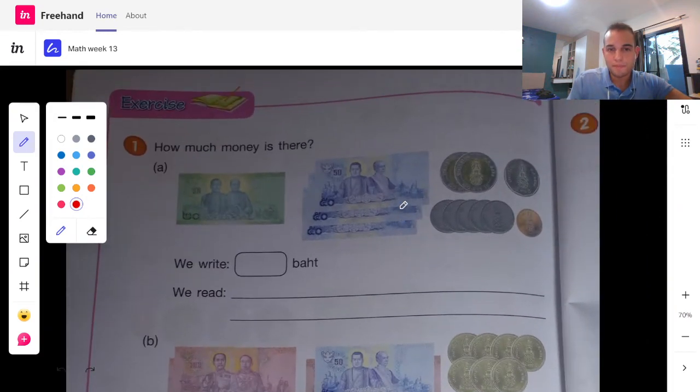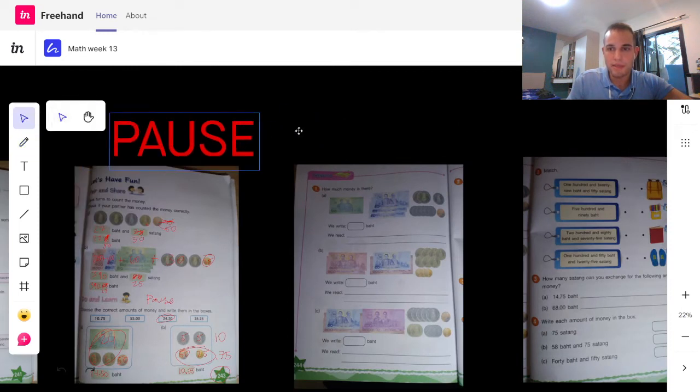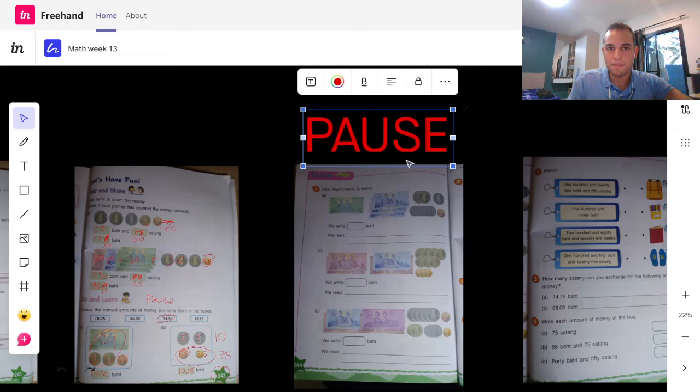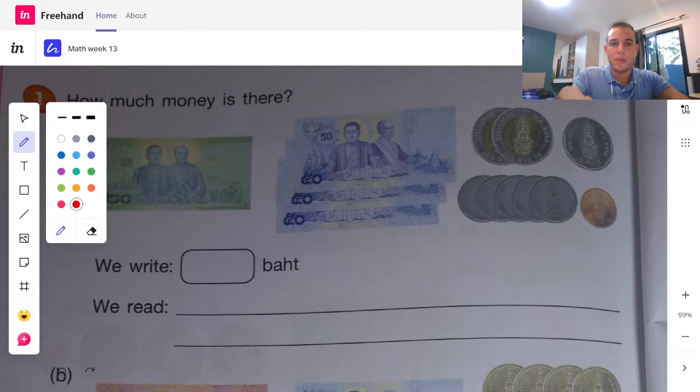Okay. Next up, we have question number 1. We have to write the amount and then write down how we read it. Okay. So let's count. Of course, let's pause first. So do A, B, C now. And now let's answer. We have 150 plus 20 plus 20 plus 5 plus 5 and plus 50 satang.